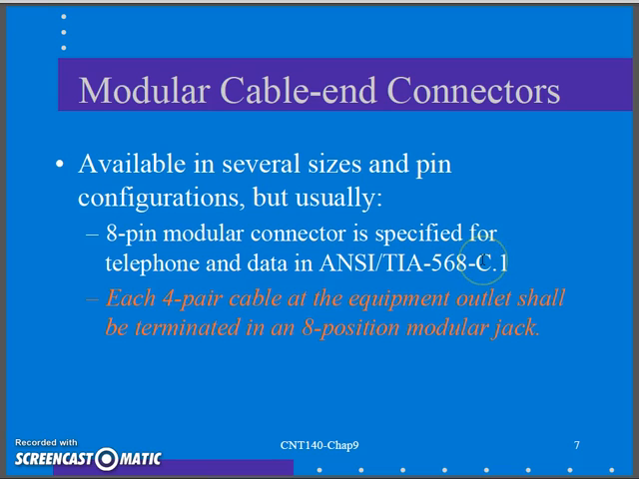According to the standard 568C.1, all of our terminations should be in a modular connector. Each 4-pair cable at an equipment outlet shall be terminated in an 8-position modular jack. Well, if I'm terminating all my horizontal cabling in modular jacks, then I need to use a modular end connector, RJ45, to plug into that jack. The standard doesn't come right out and say RJ45, but since we have to use modular 8-pin connectors for our outlet jacks, we don't really have any choice but to use the modular 8-pin connector to plug into that outlet jack. So they do specify it in that manner.